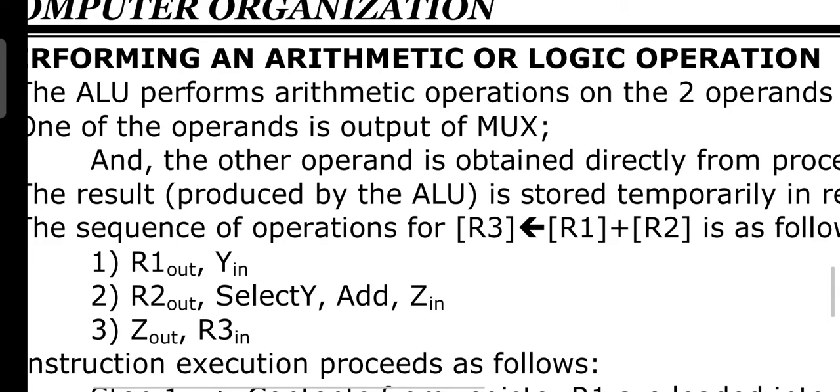This sequence is very important. After activating R1 out, you have to activate Y in. You cannot directly activate Y in and R1 out. Interchanging cannot be done, because it is based on timing, right? What will happen first and what will happen next matters. So timing matters. Okay, first activate the R1 out gate. So data is placed onto the bus. Once the data is placed onto the internal processor bus, you take the data and drive it as an input to register Y. That is the first step.